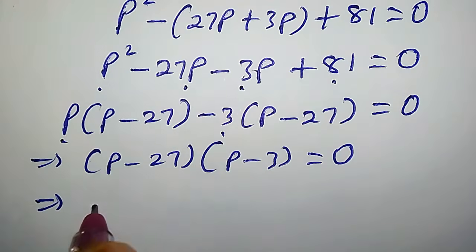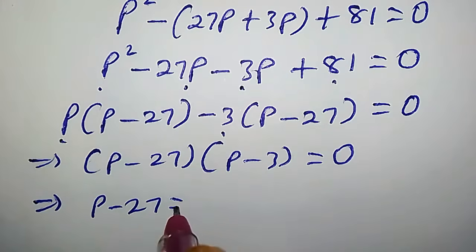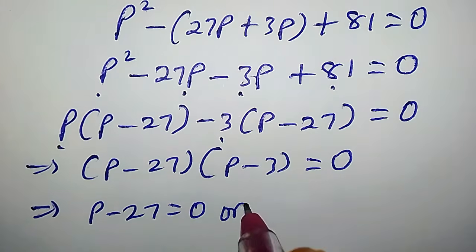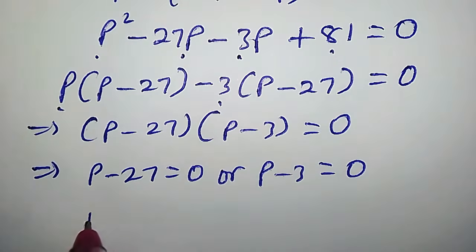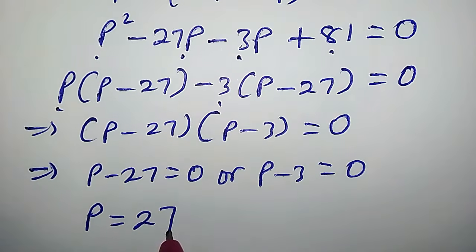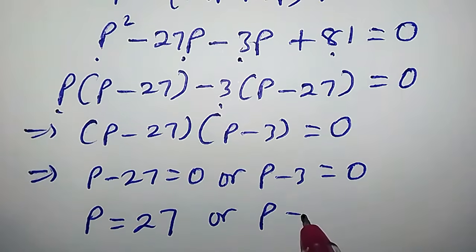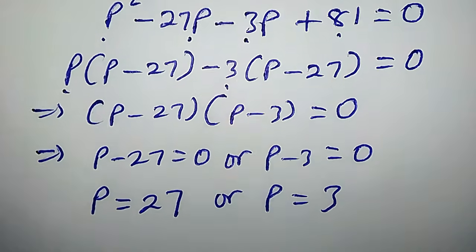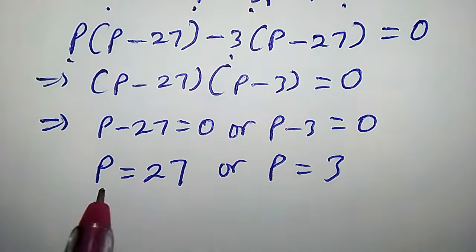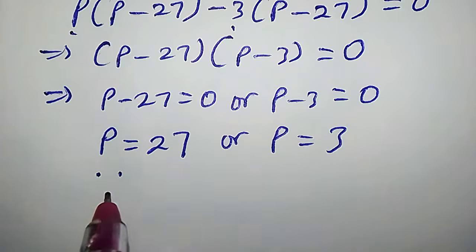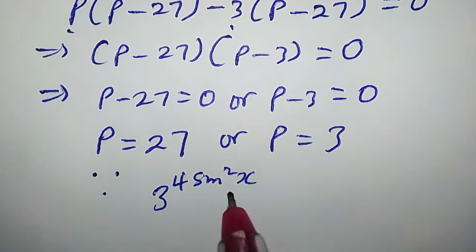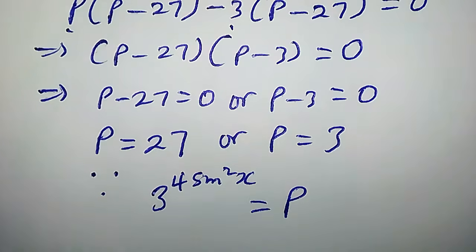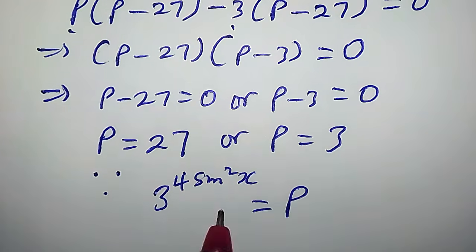This implies that p minus 27 is equal to 0, or p minus 3 is equal to 0. So p is equal to 27 or p is equal to 3. Thus, we have two values for p. Since 3 raised to 4 sine square x is equal to p. Let me show you where we got this equation from.